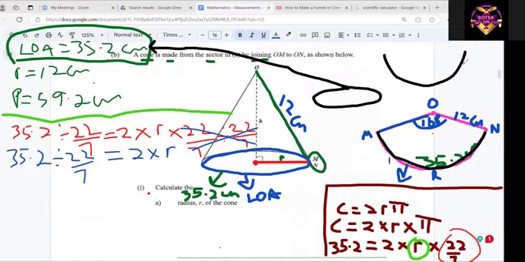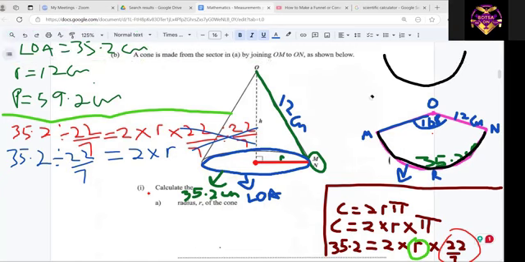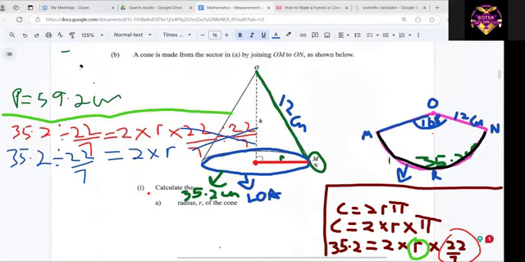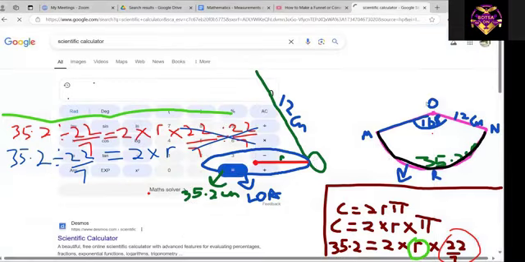Okay, the only trick here now is I have to divide everything on the other side by 2. So here's what I'll do. Let me take off this. I'll head over here.